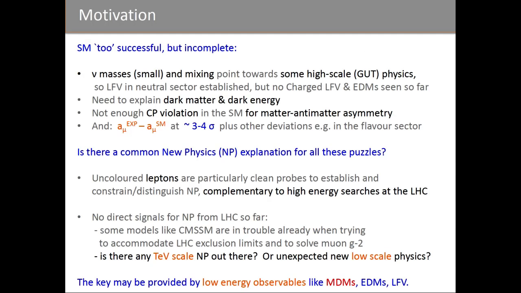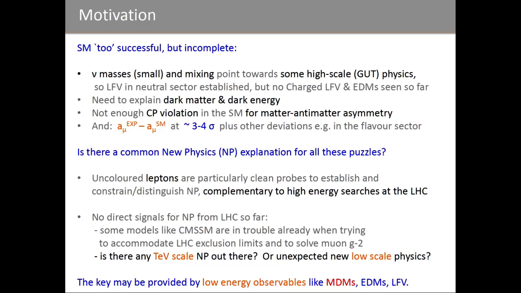So, as a motivation, I want to stress what probably everybody in the room knows, but the standard model is, in a way, too successful for most people's taste, but it stays incomplete. So we know that there are neutrino masses, which in the original version of the standard model would have been left out. And the mixing points towards some high-scale GUT physics. So in a way, lepton flavor violation is established in the neutral sector, but so far we haven't seen charged lepton flavor violation, or for that matter, any EDMs.